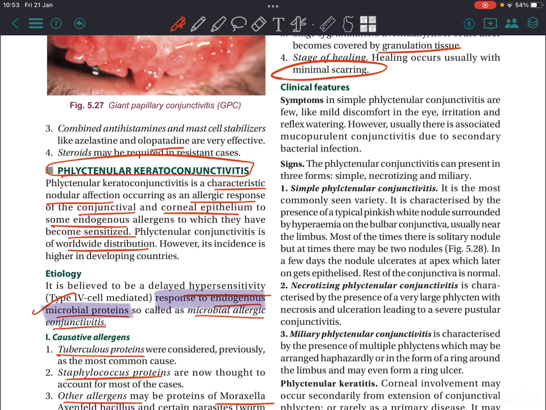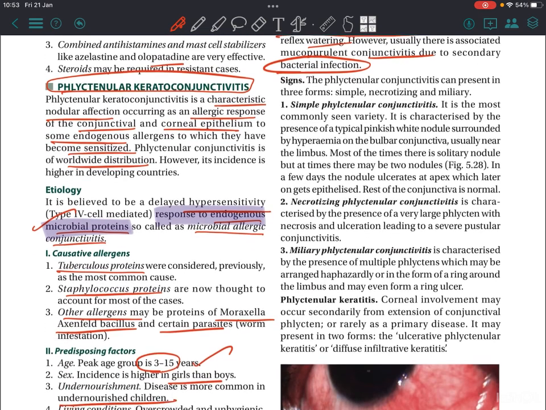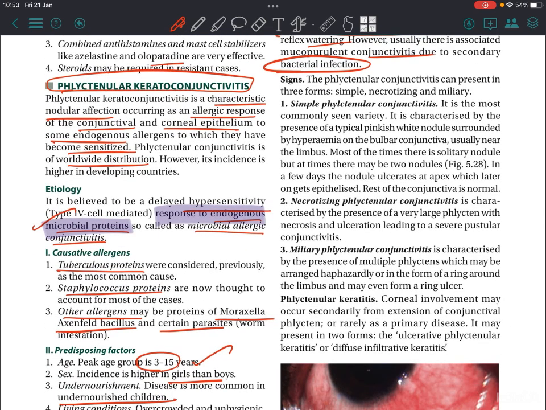Symptoms, clinical features. Symptoms in simple phlyctenular conjunctivitis are few, like mild discomfort in the eye, irritation and reflex watering. However, usually there is associated mucopurulent conjunctivitis due to secondary bacterial infection. Simple phlyctenular conjunctivitis is the most commonly seen variety.